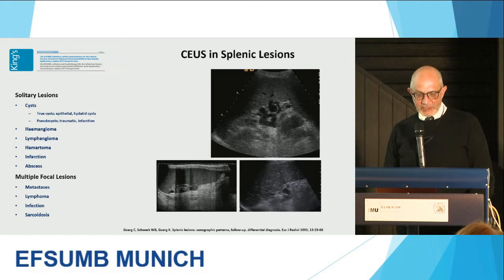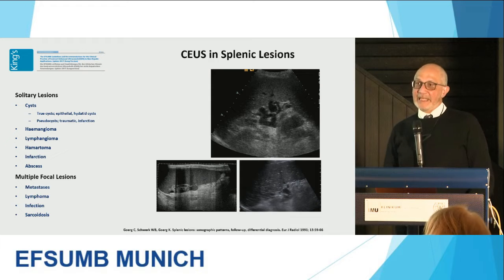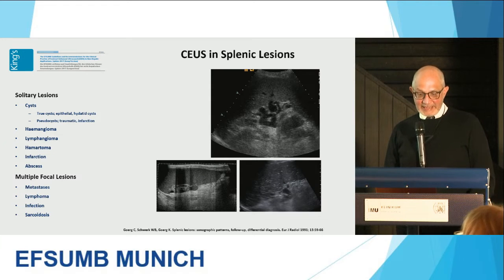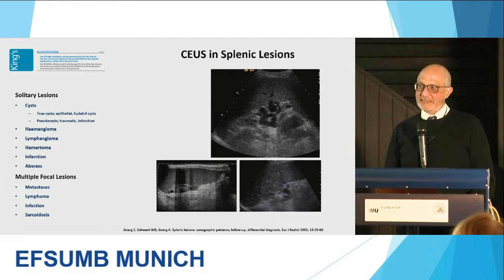Solitary lesions. Well, solitary lesions can be cysts. They can be true cysts, hydatid cysts, or post-traumatic. You can get a solitary hemangioma, a lymphangioma, a hamartoma, infarction, or abscess. Hamartoma and lymphangioma are probably quite rare. You can get multiple focal lesions. You can get metastases, lymphoma, infection, TB, or sarcoidosis in the spleen.